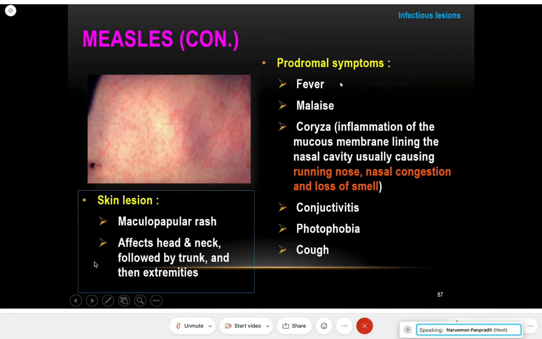And before the oral lesion, they have prodromal symptoms like fever, like when we catch a cold: fever, malaise, inflammation of the mucosa, runny nose, nasal congestion, loss of smell, and sometimes conjunctivitis, photophobia, and coughing.